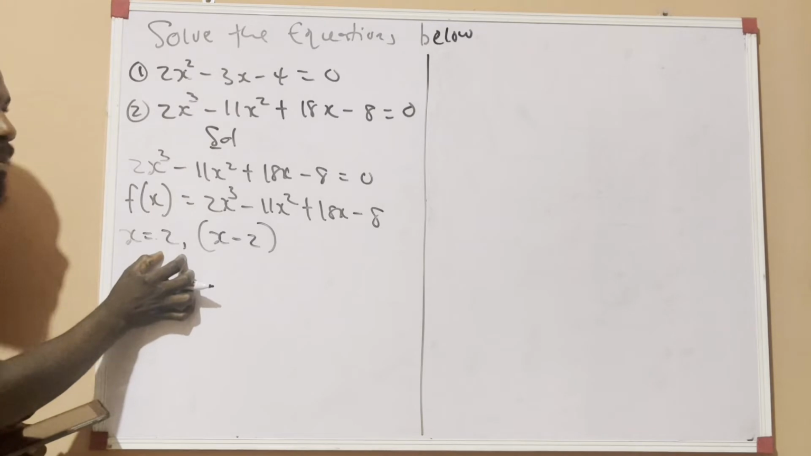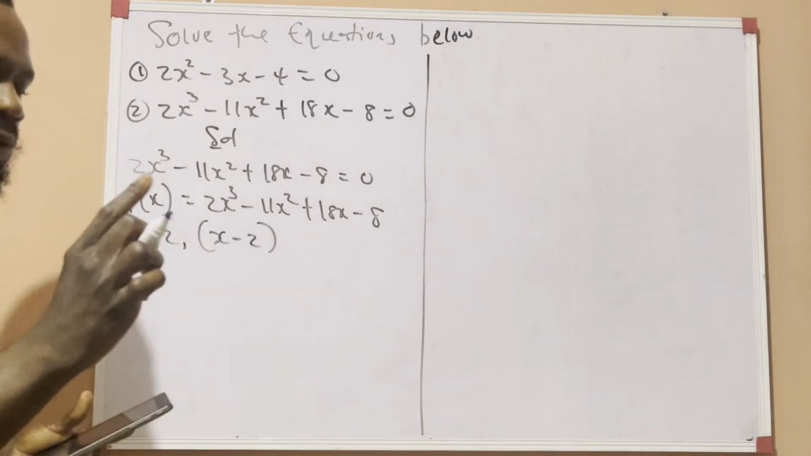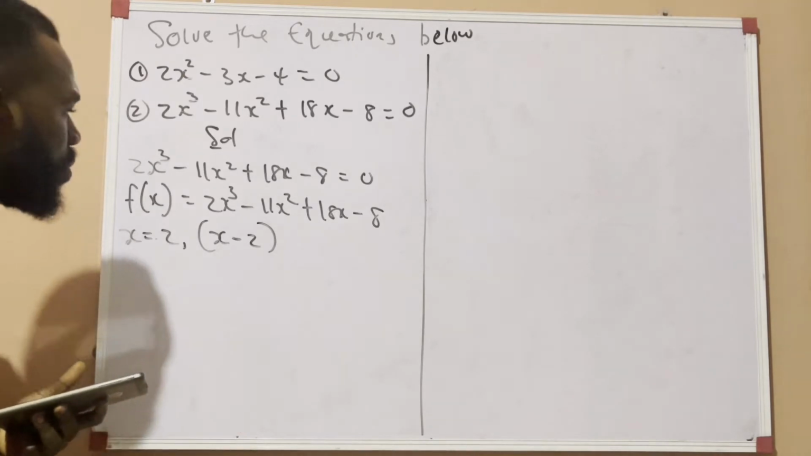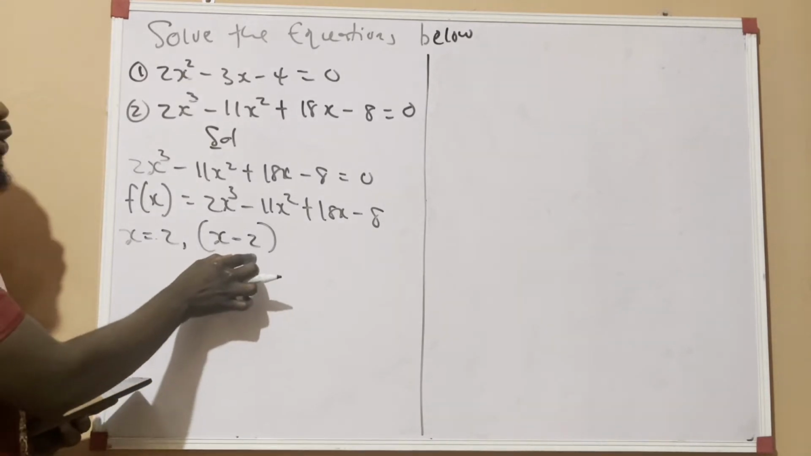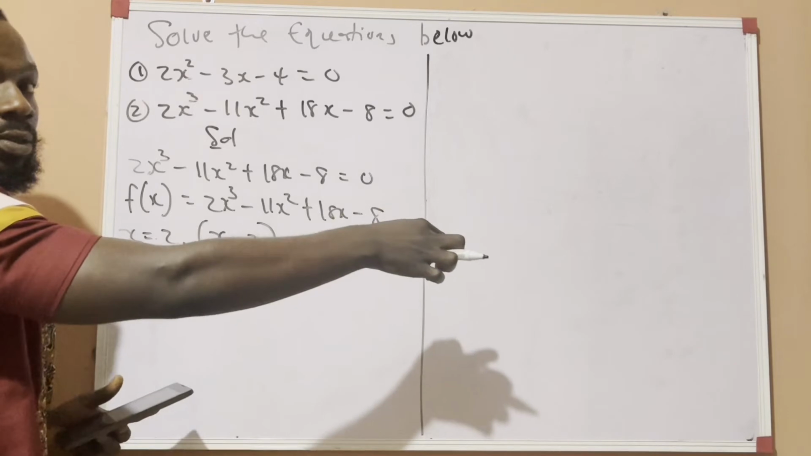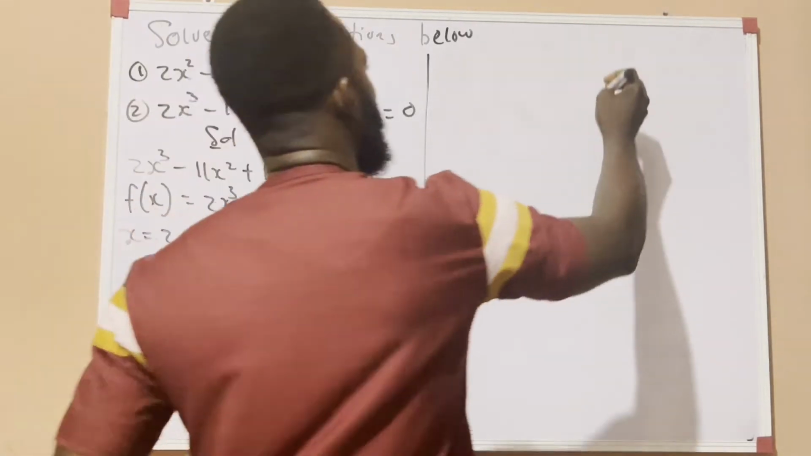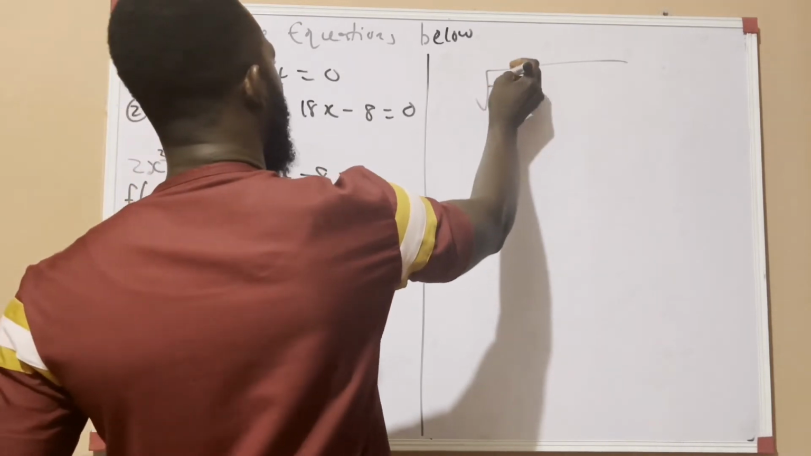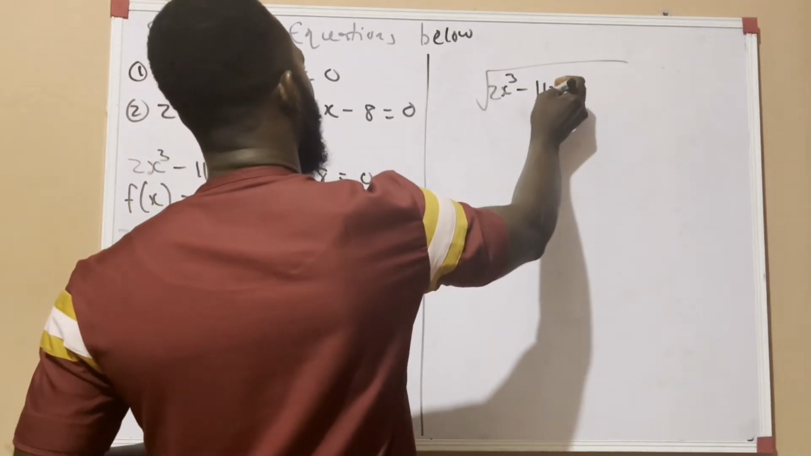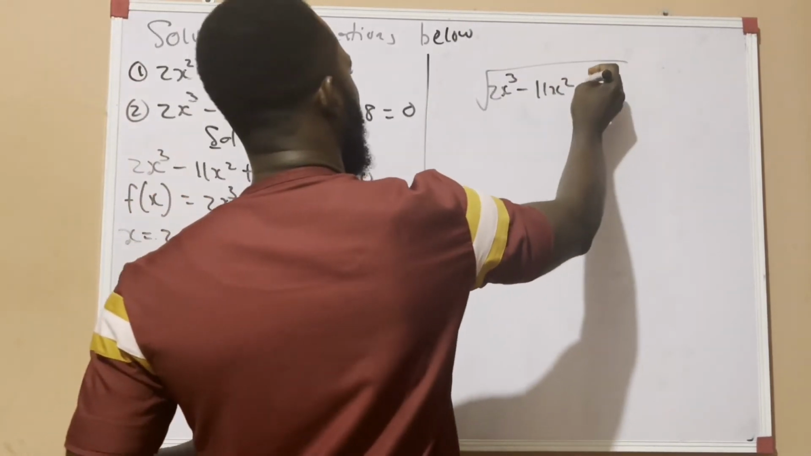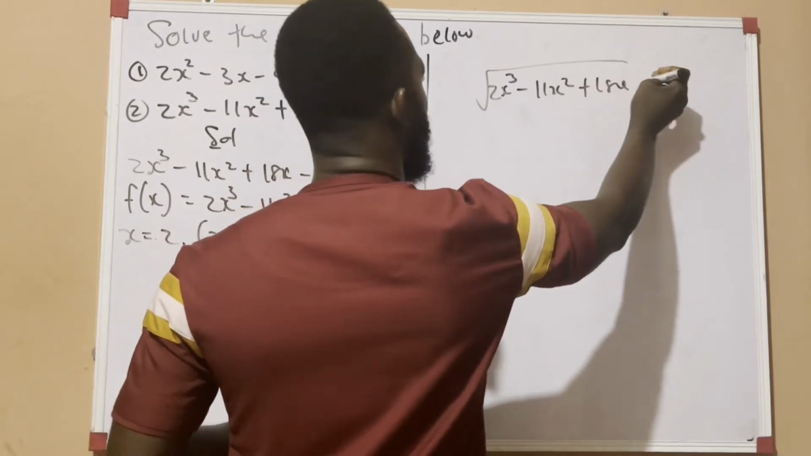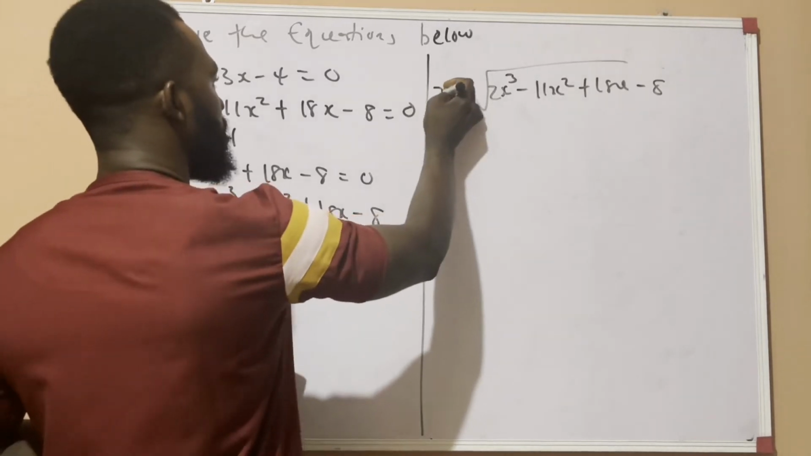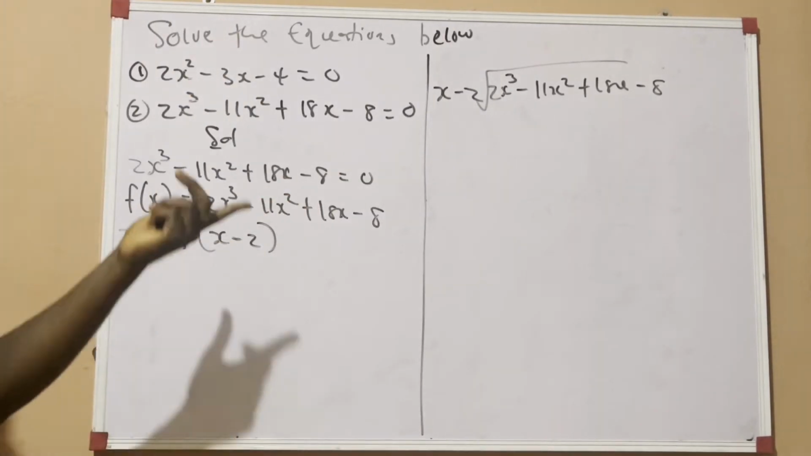Okay, now this is one of the answers that we're going to get for x. X is 2. But remember I told you we're going to get 3 answers. So how are we going to get the other 2? Now this is what we're going to do. Now this factor we are going to use to divide the function. So using the long division method, we have 2x cubed minus 11x squared plus 18x minus 8. And what is our divisor? X minus 2.